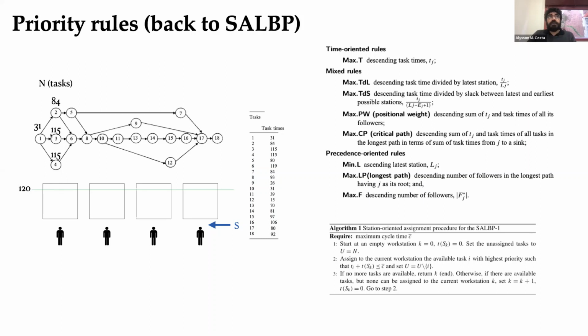In this case, I won't be able to fit 115 plus 31 because my cycle time is 120. So I go to the next one that has a time that I can fit in this station. And if there are no tasks that I can fit, I just close my station and open another one and repeat the procedure. And as you can see, there are many, many different rules that can be applied. For example, with this one, I look at the longest path between this task and the end of the line, and I use this as my criterion for assigning tasks in this constructive or greedy manner.